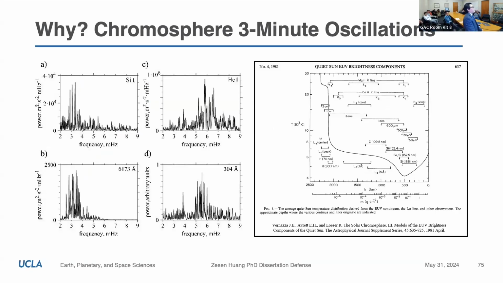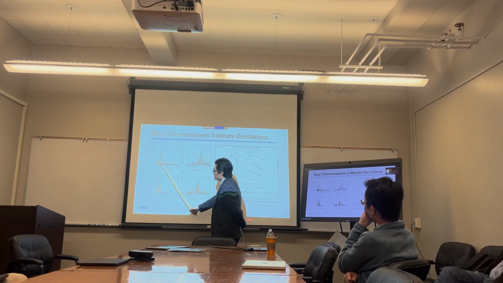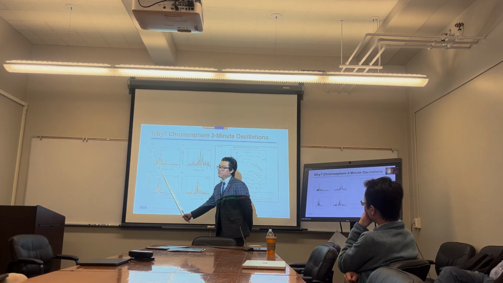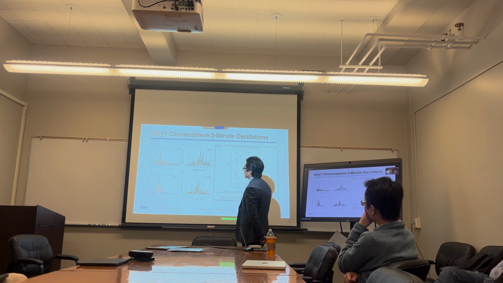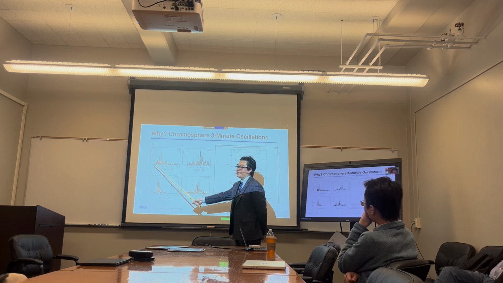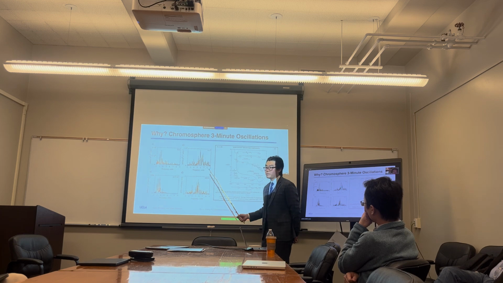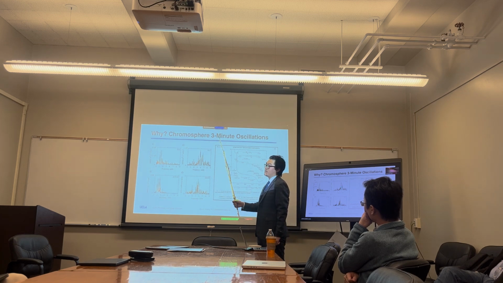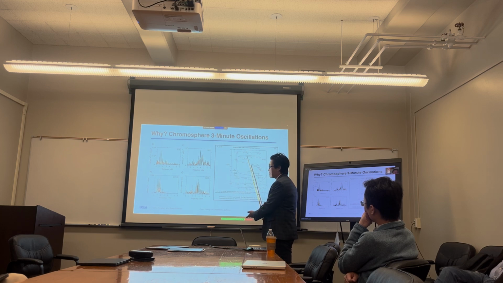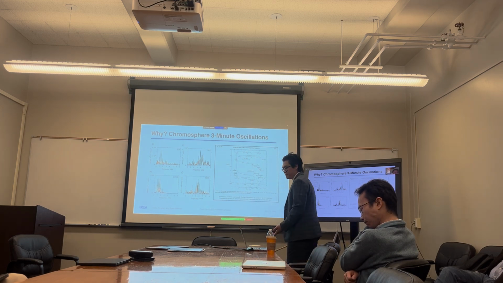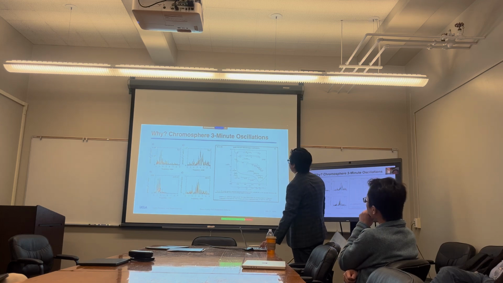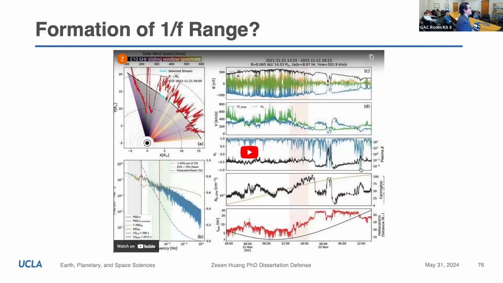And finally, why 3 minutes? Because, as we discussed above, at the photosphere, the fluctuation frequency is about 5 minutes. As it goes into the chromosphere, there's a very classical observation that the frequency will drift from 5 minutes to 3 minutes. So the primary fluctuation mode in the chromosphere is 3 minutes. And that could be the energy source of the Alfvén waves that we see in the solar wind, because it's a forced oscillation. That's a simple explanation. And also, you can see that the 1/f range is actually being formed in situ.